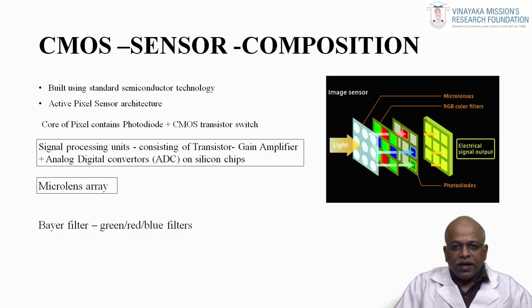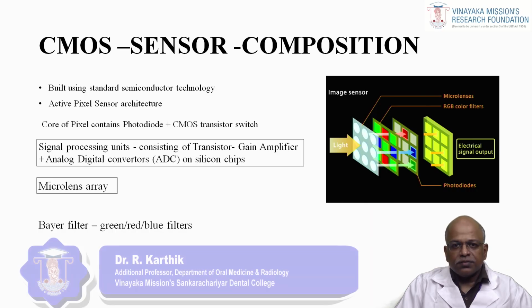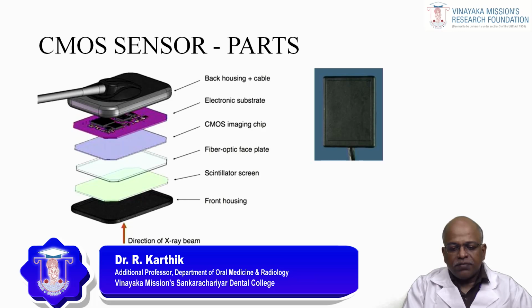There is a micro lens array that is placed over a layer of photodiodes and also a layer of Bayer filter which helps in filtering the green, red, blue wavelengths of the incident X-ray photons. The CMOS sensor has the following parts.